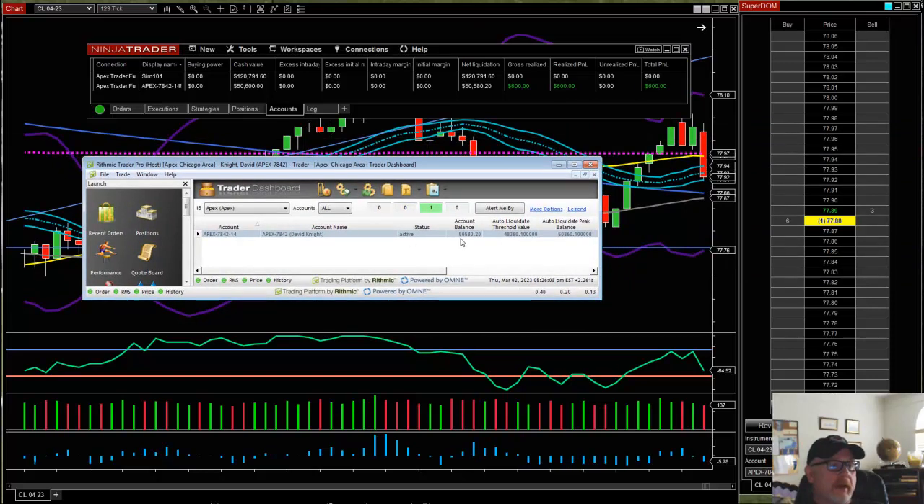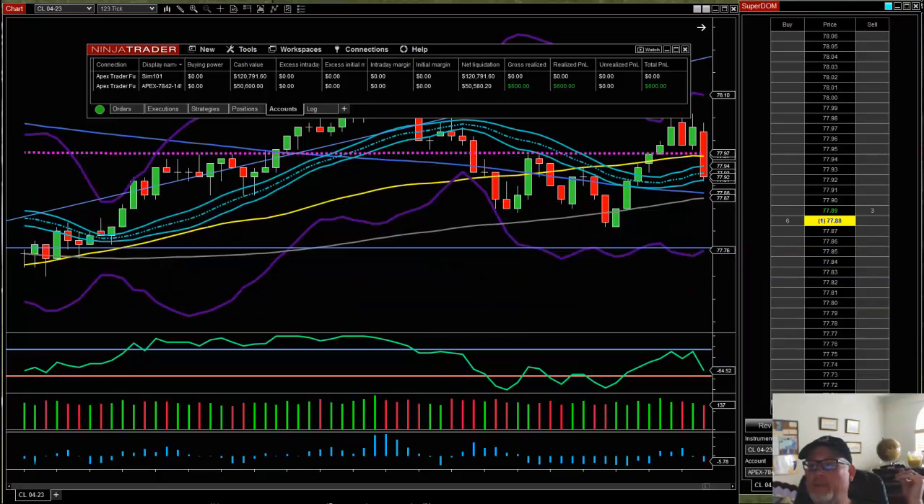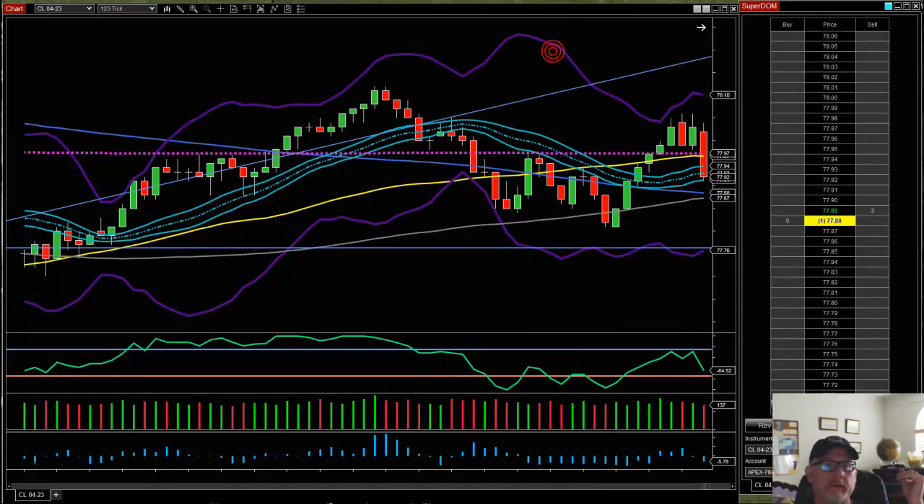Notice that the account balance is showing 50,580, and I have a high of 50,860. If I would have been perfect today, it looks like almost $300 of profit. And this is maybe one of the biggest drawdowns of Apex that I want to talk about just a little bit today. You got to be careful about your pullbacks.